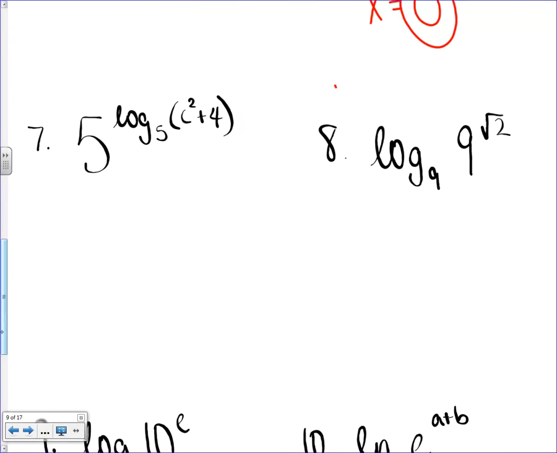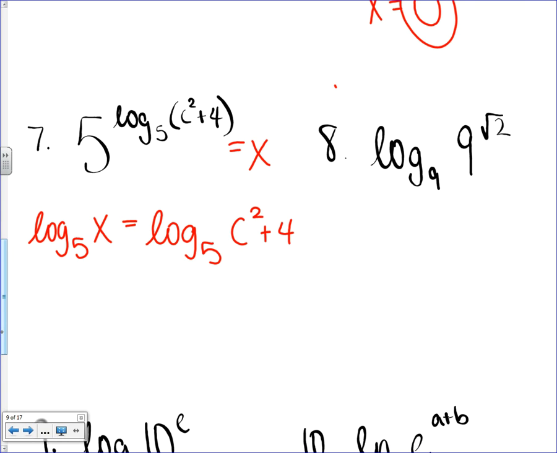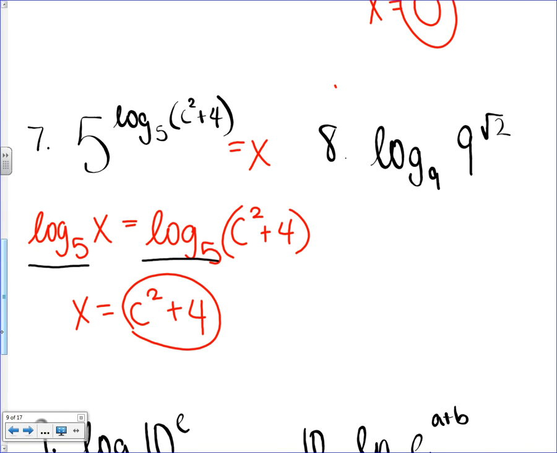All right, let's amp it up a little bit here. Let's look at number 7. Number 7 is applying property 4. So if I set this equal to x and rewrite it, I have log base 5 of x is equal to log base 5 of c squared plus 4. So if I look at that, I see that my logs are identical, which means x has to be equal to c squared plus 4. And that would be my answer.